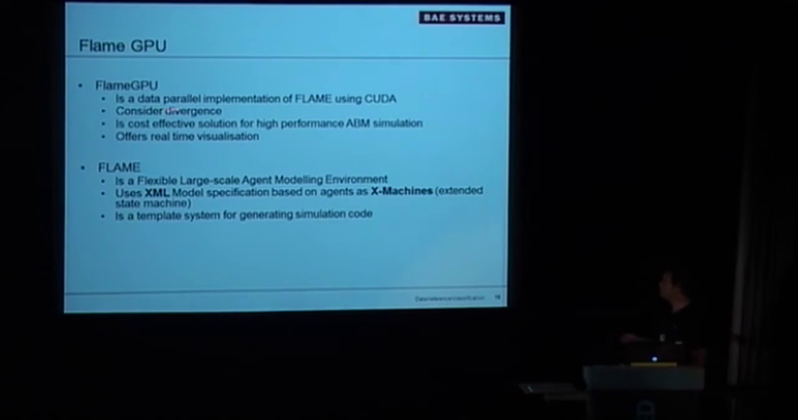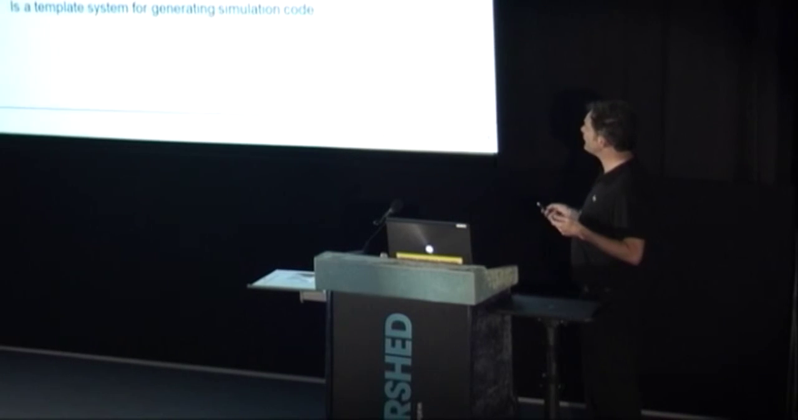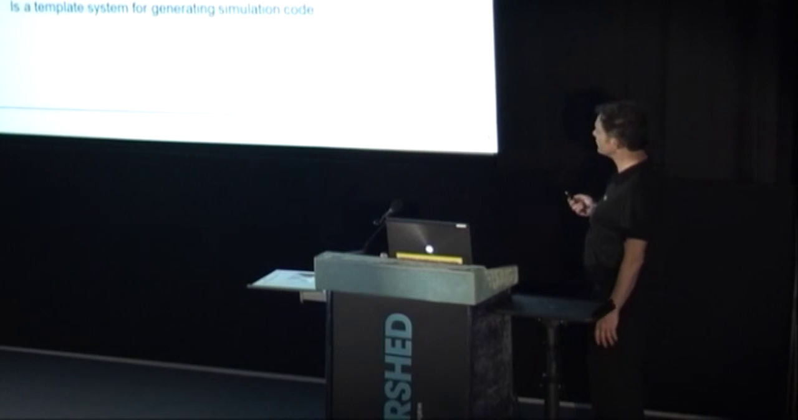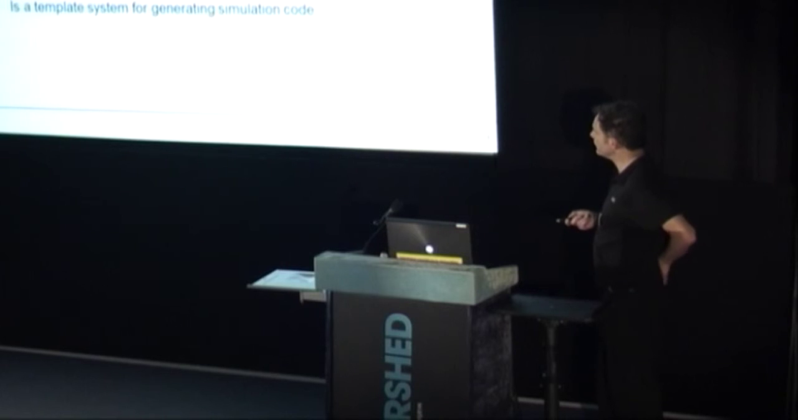So Flame GPU is an implementation of Flame for CUDA. You can look that up on the internet. I was talking to the guy yesterday. He's considered things like divergence. We talked about that earlier. You've got branching, you don't. So they pool agents that are in the same state and going to behave the same way. It's a cost-effective way of getting high-performance agent-based modelling simulation, a bit like Dave's system over there.